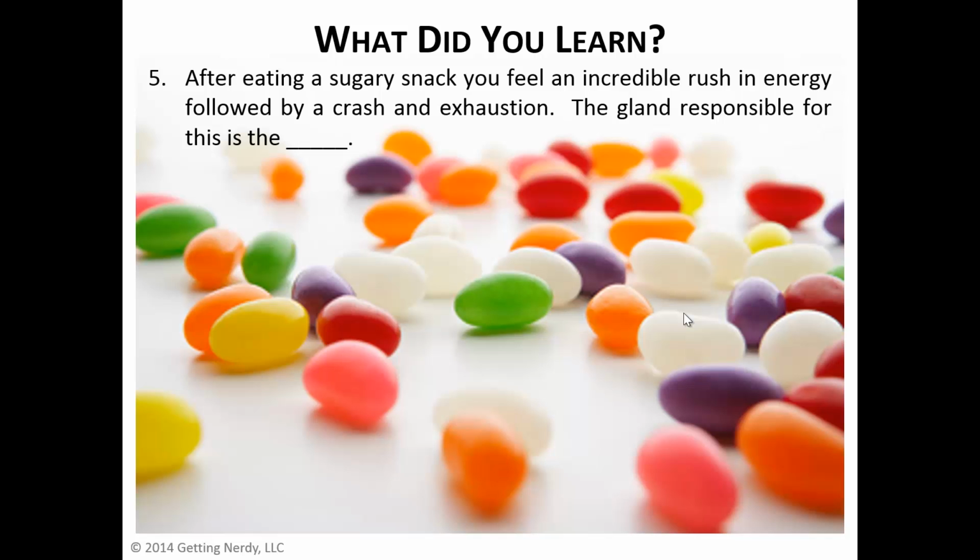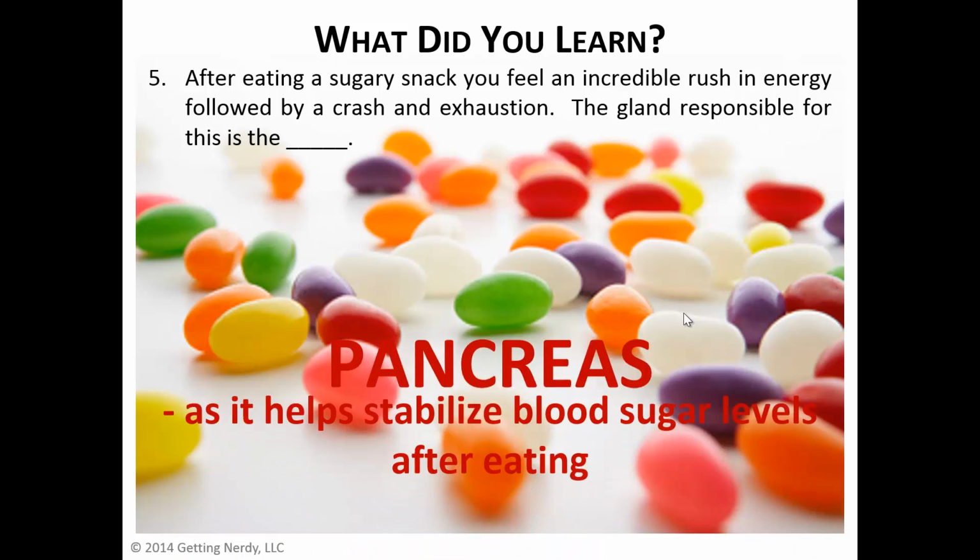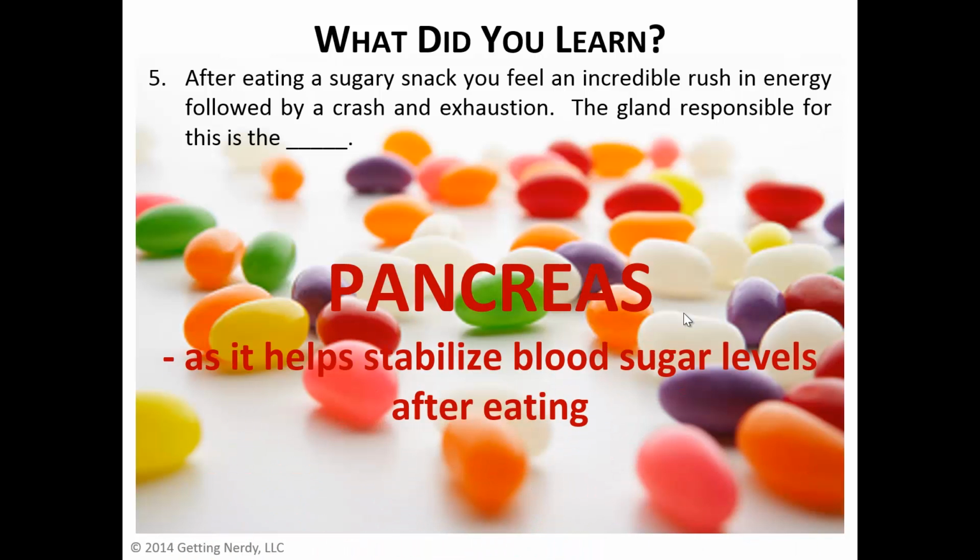Next, after eating a sugary snack, you feel an incredible rush of energy followed by a crash and exhaustion. The gland responsible for this is, which one controls your blood sugar? Correct answer here should be your pancreas. It helps to stabilize your blood sugar levels after you eat.